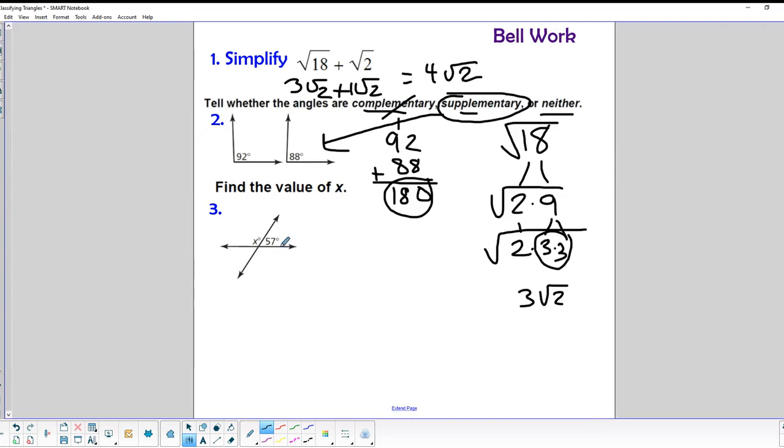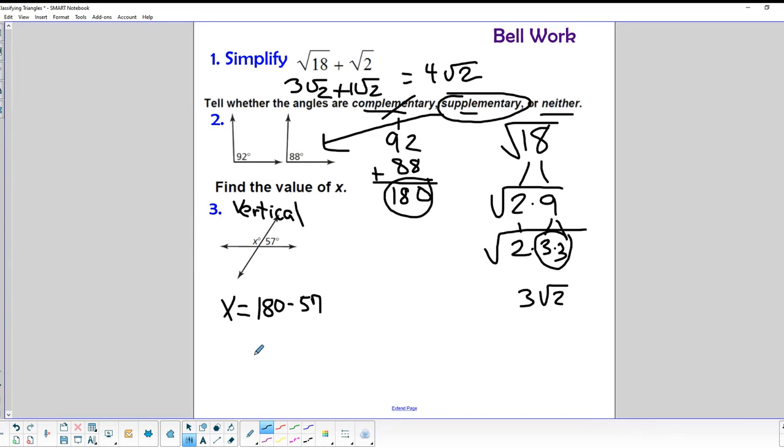All right, on this next one, we got one of those vertical angle diagrams. Vertical angles. So we know that the angles that are straight across on these intersections are equal to each other, and that angles adjacent to each other combine to give you 180 degrees. So we know then that x is equal to 180 minus 57.